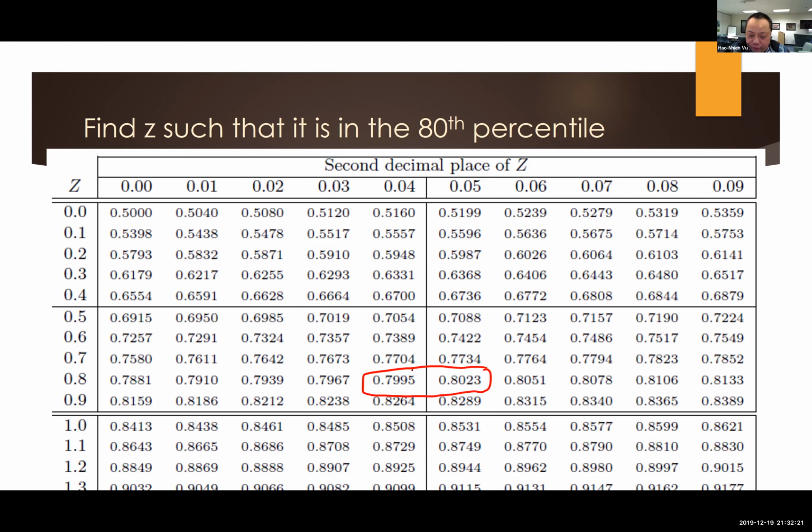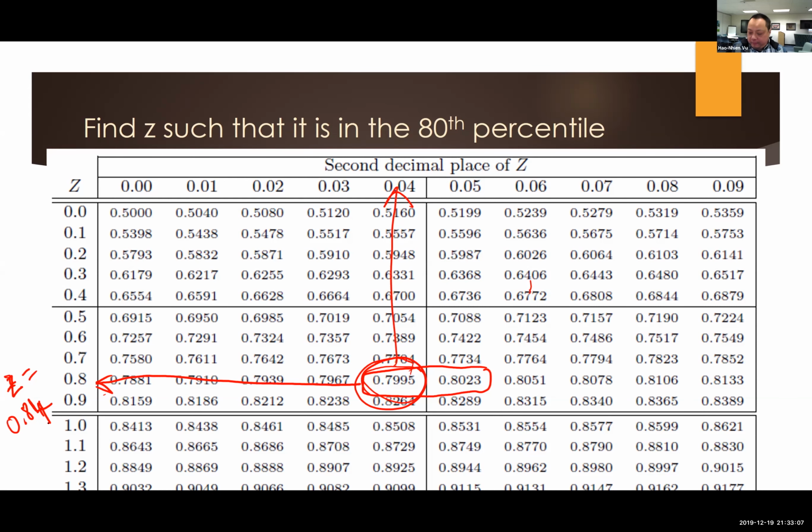Right, closer to this. So our best answer, don't forget how the table is structured. Okay. This part right here belongs to the number 0.84. So the answer is 0.84. So z equals 0.84. That's a 4. All right.